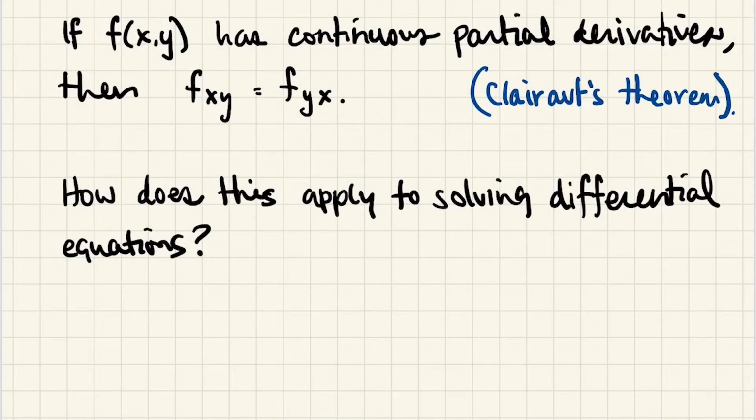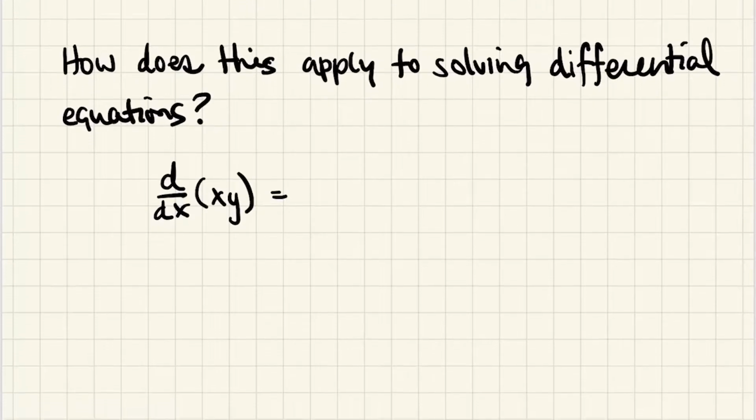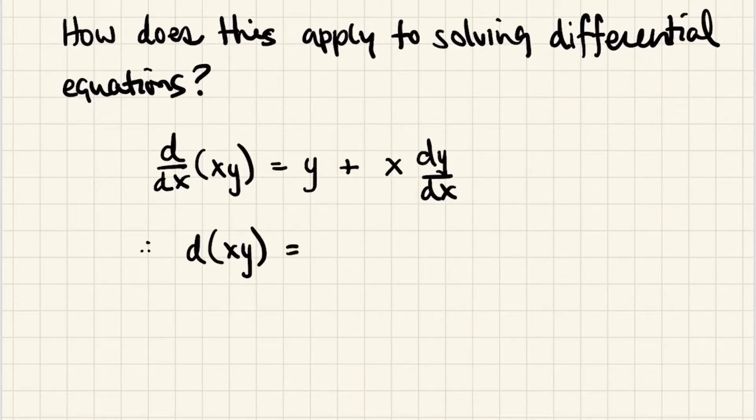All right, well, how does this apply to solving differential equations? Well, let's suppose that we want to take the derivative with respect to x of the product x times y. Well, we know by the product rule that this is the derivative of x, which is 1 times y, plus x times the derivative of y with respect to x. Okay, and if we multiply both sides by the differential dx, then we get the differential of xy is equal to y dx plus x dy.